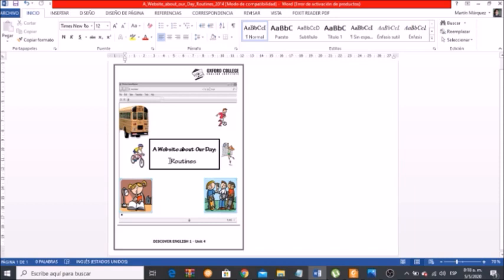And what are routines? ¿Qué son las rutinas? Please write it in the chat. Escriban en el chat qué creen ustedes que son las rutinas. Very good. Routines are the things that we usually or we normally do.